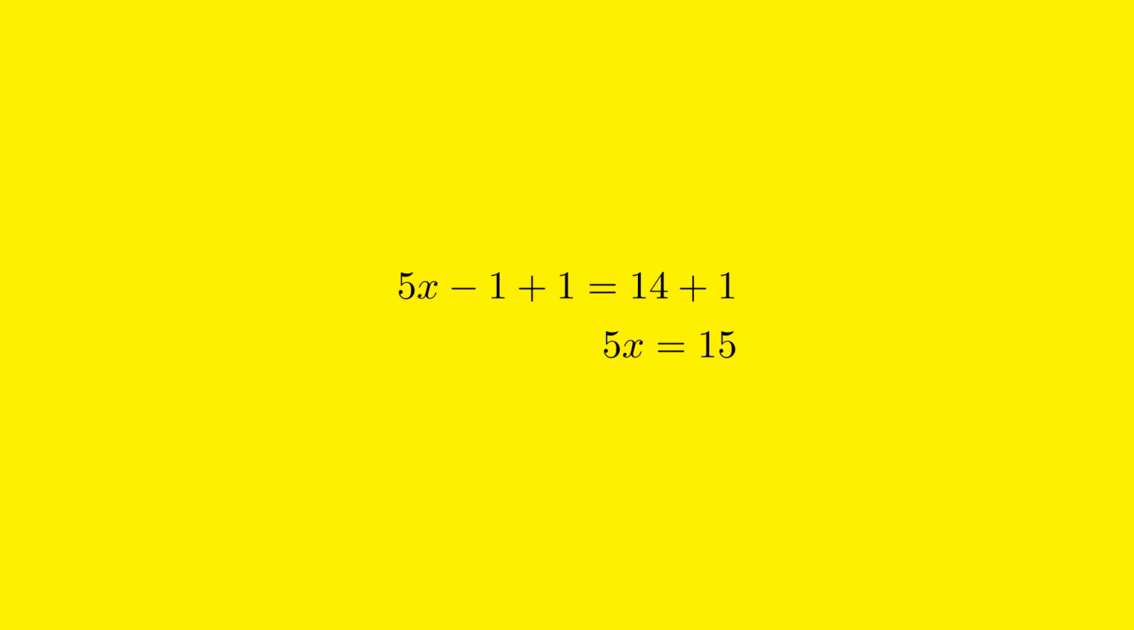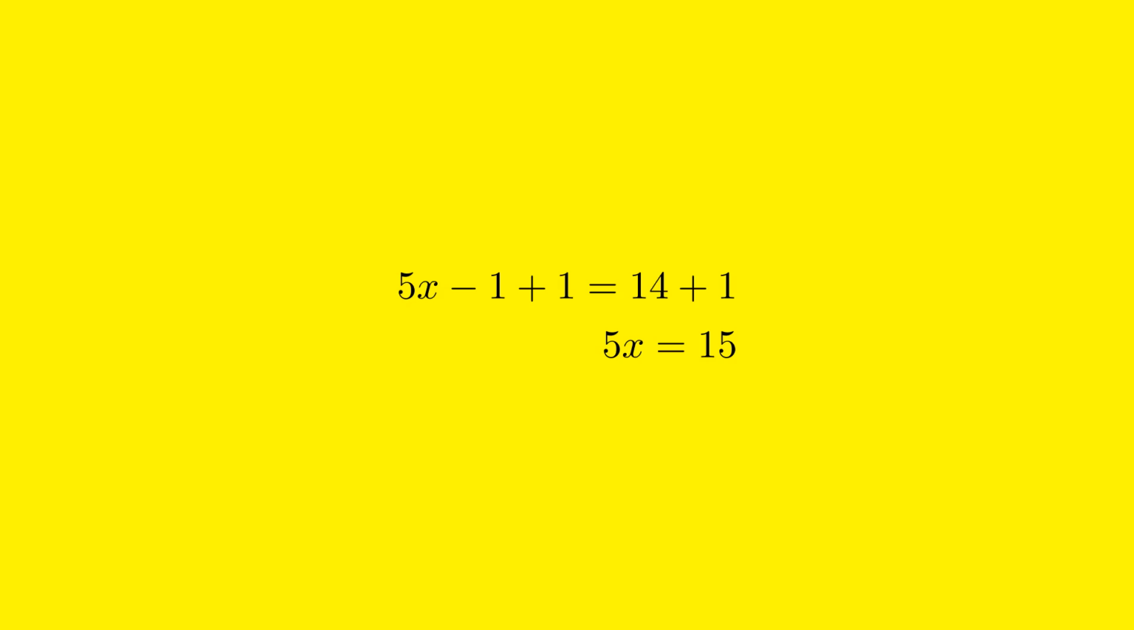Step 1. To solve the equation 5x minus 1 equals 14, the first thing we need to do is isolate the term that contains the variable x. Right now, the term 5x is on the left side of the equation, but it has a minus 1 attached to it. To get rid of this minus 1, we need to do the opposite operation, which is addition. So we will add 1 to both sides of the equation.